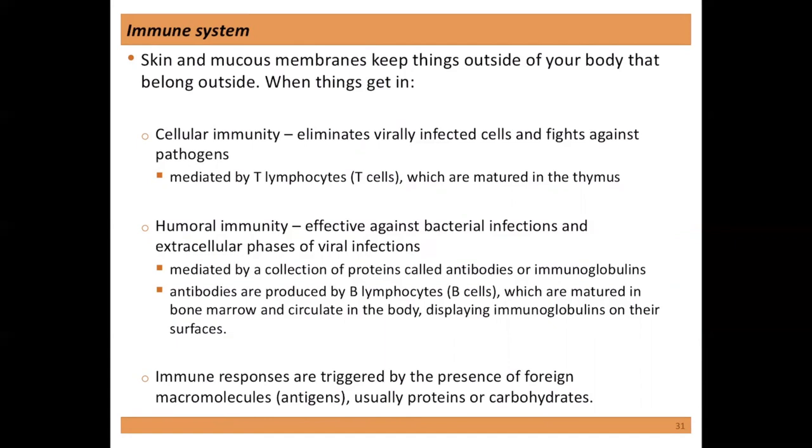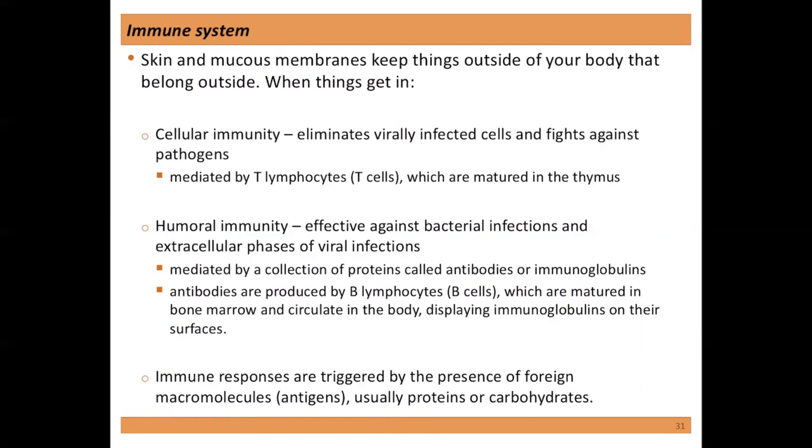And this is mediated by T lymphocytes or T cells, which mature in the thymus. This is more cellular biology, so we're not going to talk much about cellular immunity. We're going to talk about humoral immunity. And humerus, why it may be a funny word, actually is an old word for fluid. So this is going to be kind of the immunity that we have in our fluids here. And these are effective against bacterial infections and extracellular phases of viral infection.